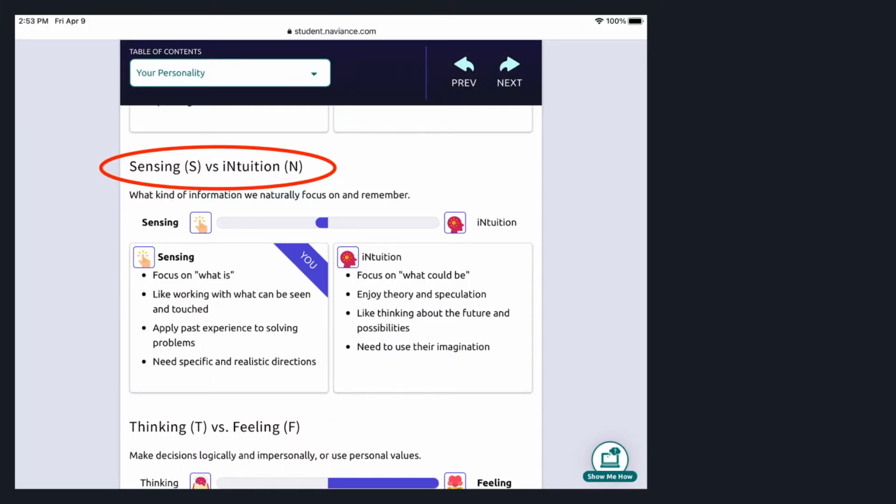The second letter is S for sensing or N for intuition, and this continuum is all about what kind of information we naturally notice and remember. People who are strong on the S side like classes that deal with facts. They like thinking about real world problems and focus on things they can experience with their five senses in the real world. People who are strong on the N side like classes that deal with theories. They enjoy using their imaginations and thinking about what could be instead of always what is.